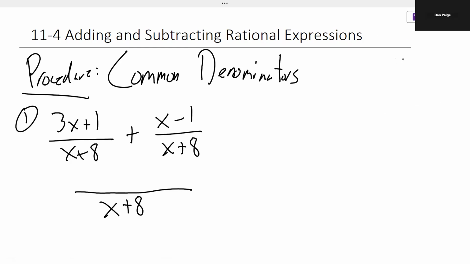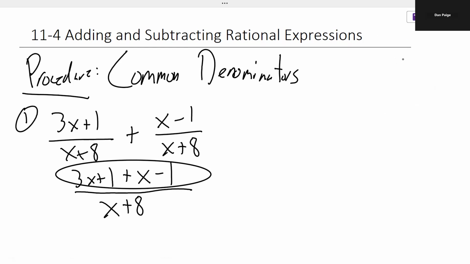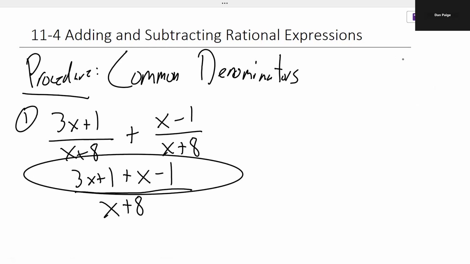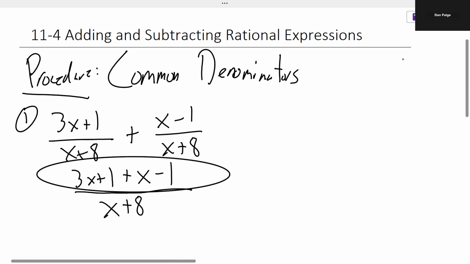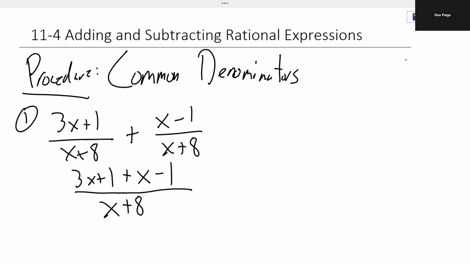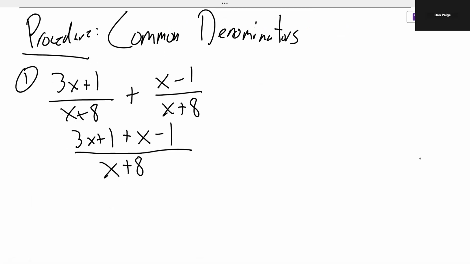Now I'm going to write this all out like this: 3x plus 1 plus x minus 1. You can think of it like this. Remember when we were solving equations where we would combine like terms? That's what we're going to be doing right here. We're going to be combining like terms. So we have 3x and x. How many x is that? 4x. Plus 1 and minus 1 is 0. We don't need to write that. Over x plus 8. That's it.